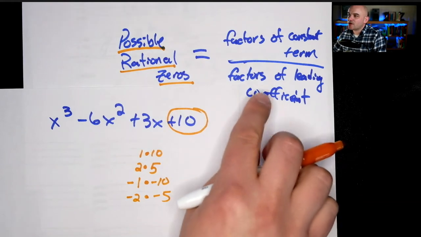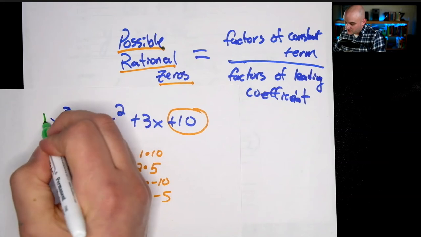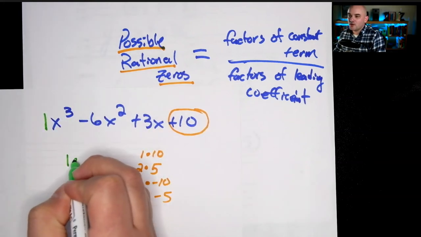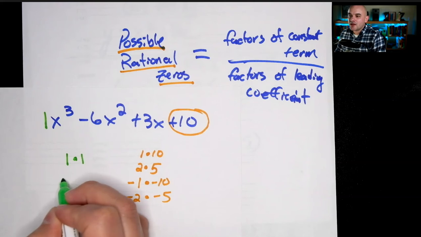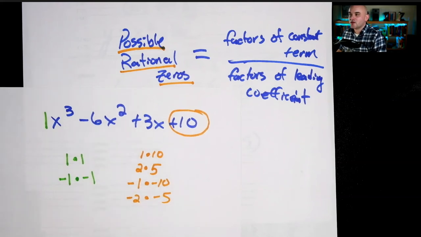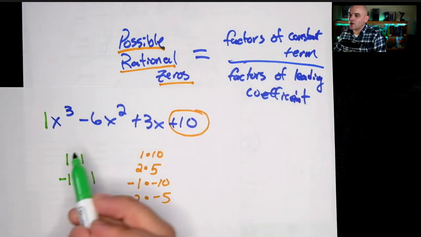Then it says to put it over factors of the leading coefficient. What is the leading coefficient here? The leading coefficient is a 1. So what are the factors of 1? We've got 1 times 1 equals 1, and negative 1 times negative 1 equals 1. So these go in the numerator, over these. Let me show you what I mean by that.